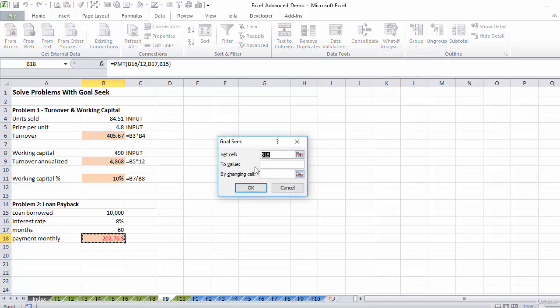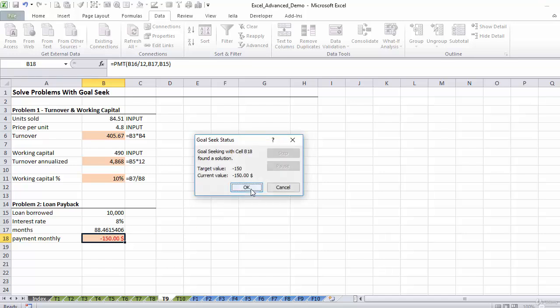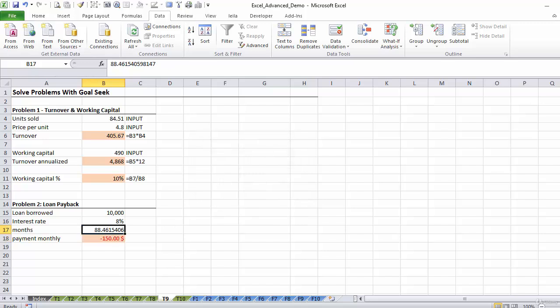We go back to goal seek. That's the cell is fine. Our value is 150. I have to put in minus 150 by changing this one. So that's 88.5 months, which basically translates to around 7.5 years that I need to pay back this loan if I can only afford to pay this much back.